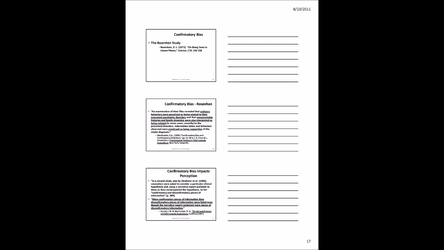The Rosenhan study, the pseudo-patients, is another example. As an experiment, Dr. Rosenhan sent a bunch of grad students to mental institutions. They went there presenting as patients and described a symptom consistent with being paranoid schizophrenic. They were all admitted. They were all confined, some for as long as something like 156 days. And David discusses this in his article.